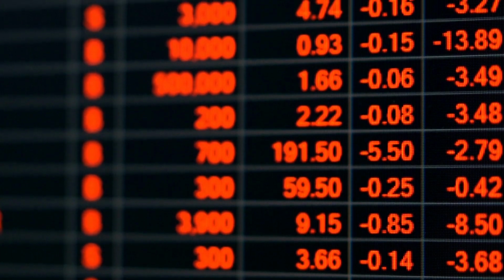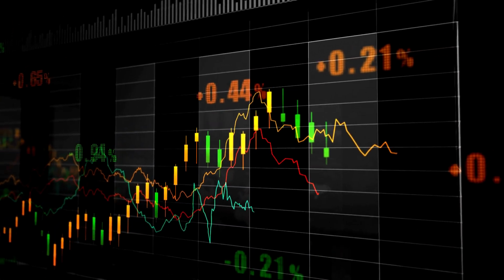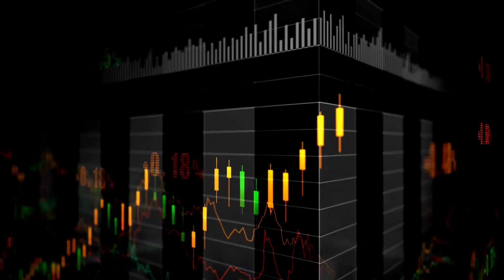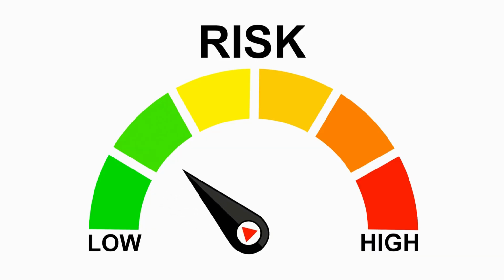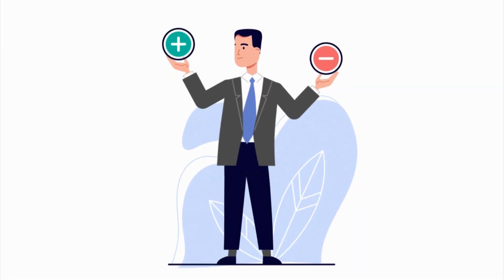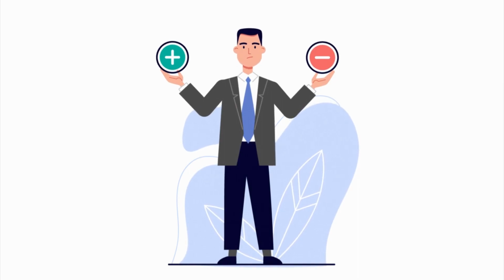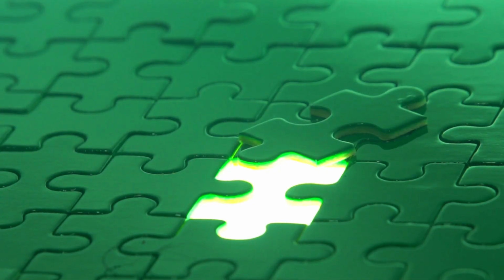Stocks can be categorized into different types, such as large cap, small cap, growth, and value stocks. Each type has a different level of risk. Once you know how much risk you are willing to take when investing, you can choose the types of stocks that are right for you.